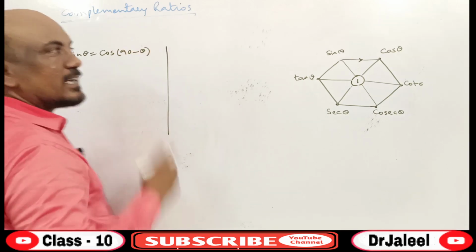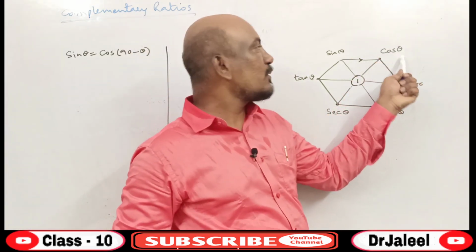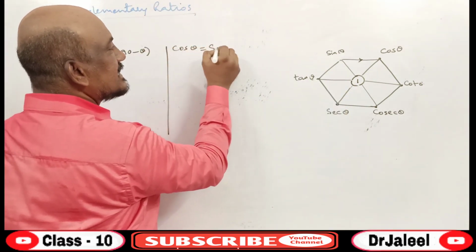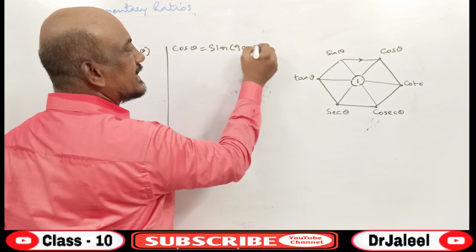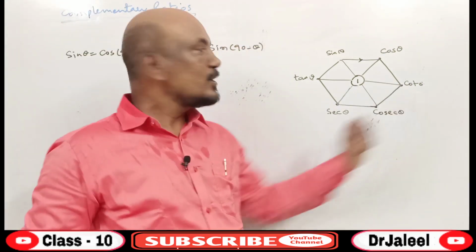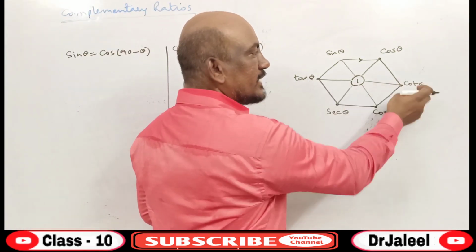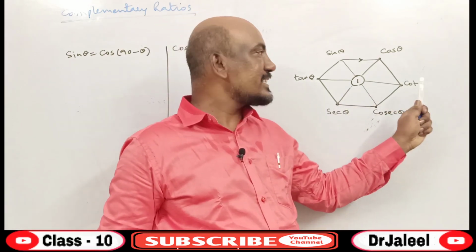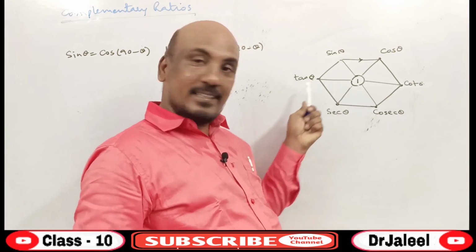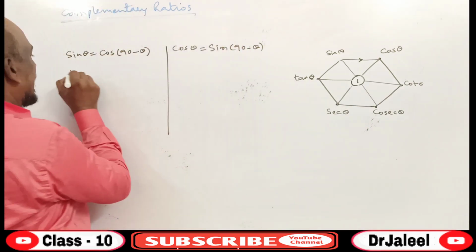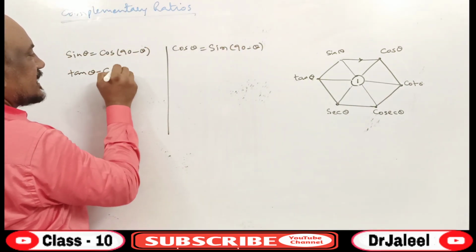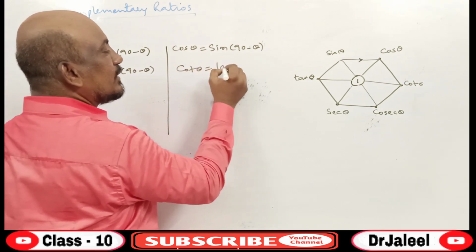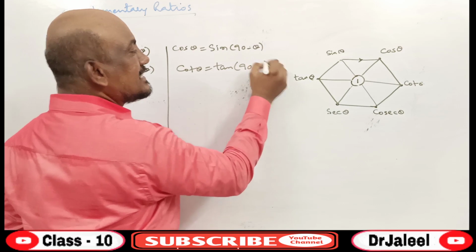Otherwise, you can also write it as cos theta is equal to sin(90 minus theta). Remember, you have to take horizontal ones. Now we'll take these two. What are they? Tan theta is equal to cot(90 minus theta), and cot theta is equal to tan(90 minus theta).